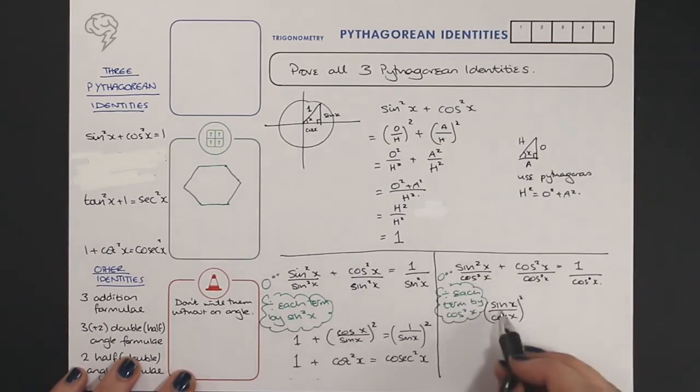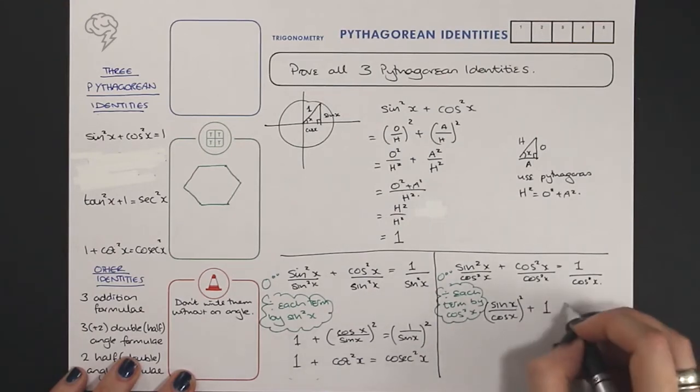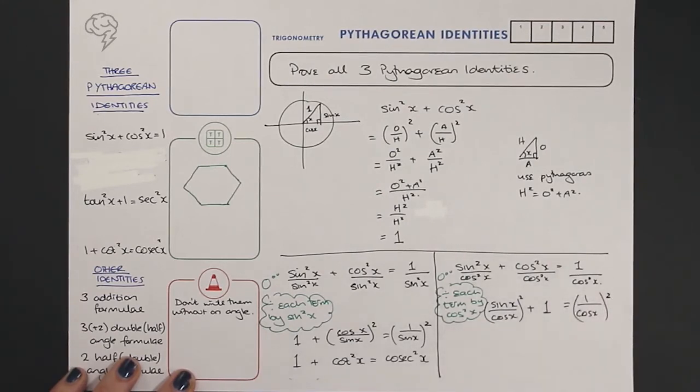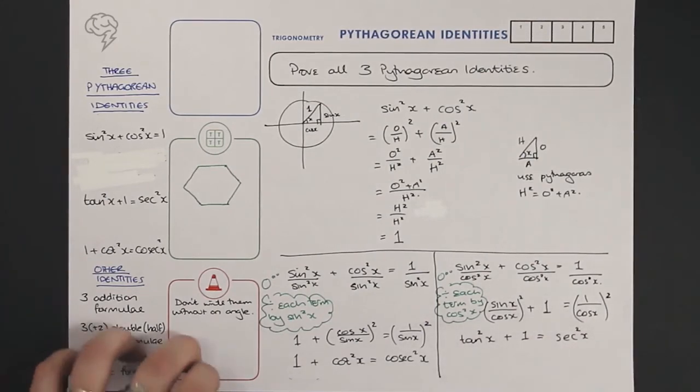Oops, sorry. Sine x over cos x squared is sine squared x over cos squared x, because the top is squared and the bottom is squared. Cos squared x over cos squared x is 1, and 1 over cos x squared. Sine over cos is tan. See, did it again. Sine x over cos x is tan x squared, plus 1 is 1 over cos x is sec x squared. There we go, proven.